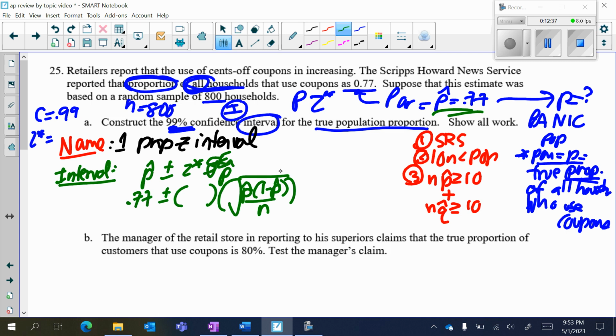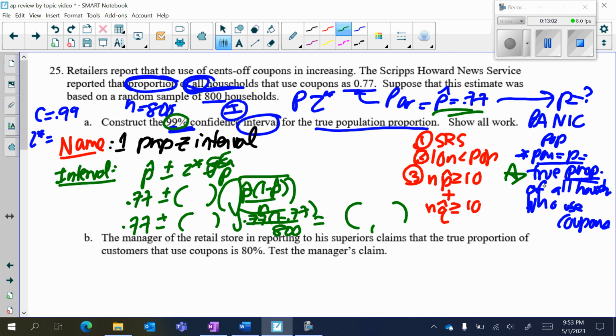So basically, I would just plug in here the P hat that was given to me, which is 0.77, 1 minus 0.77, and the sample size 800. And I think the Z star, like I said, is 2.576. I can look it up, but then you get your interval and then you do the same thing. But you say, I am 99% confident that the true proportion of all households who use coupons is between blah and blah. So you're just using the word proportion instead of mean. I just looked it up and it is 2.576 for 99%.